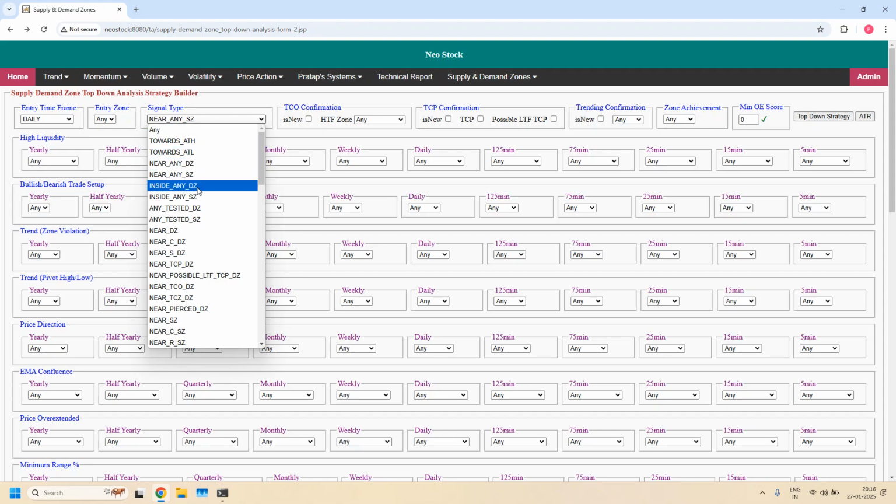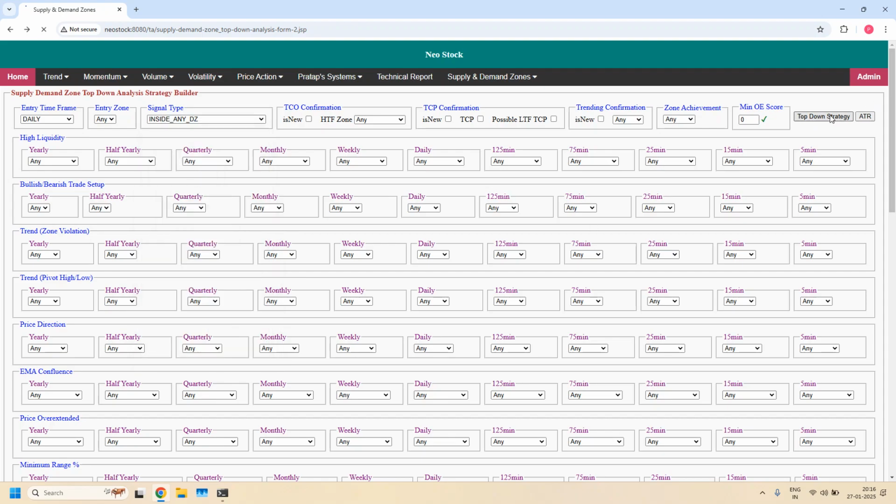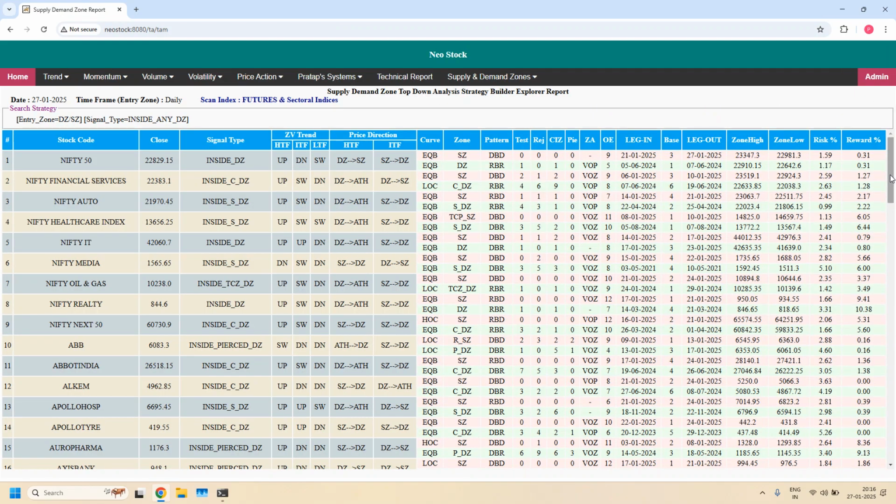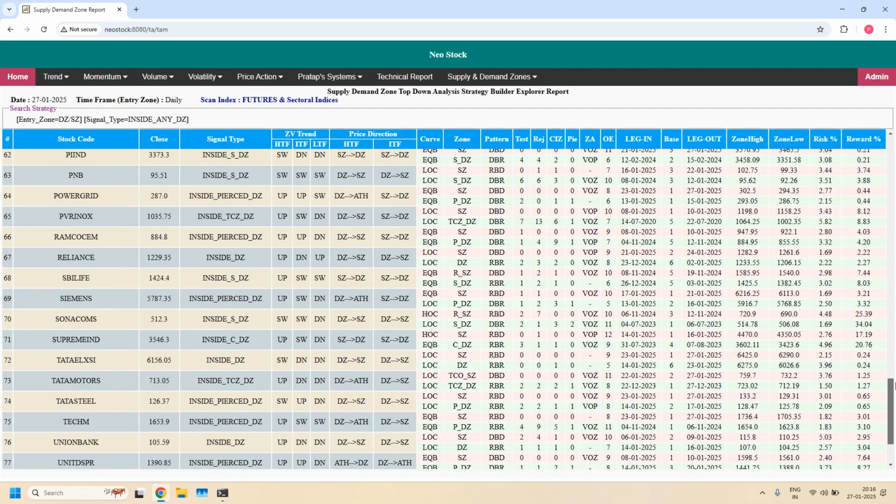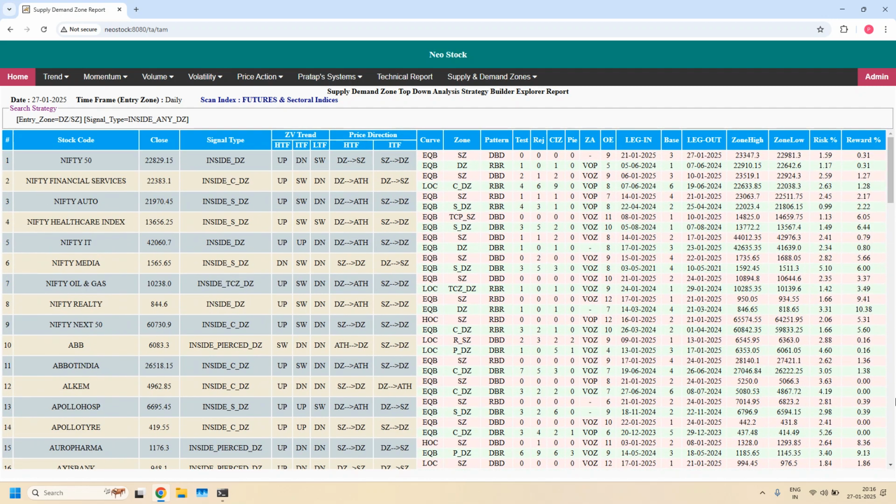Price closed inside the daily demand zone. We got 81 stocks. First 15 stocks in the list. Let me scroll down the list quickly so that you can refer. After that, we can filter with EMA Confluence. I'm scrolling the list down.